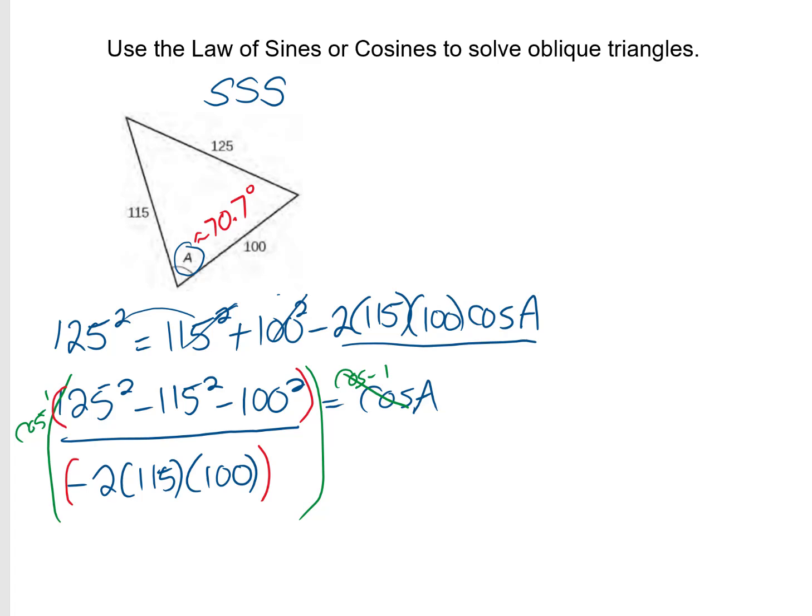Now this is all it asked for in this problem, is to find A, but once we have this, we have an angle and a side opposite pair, so we could use the law of sines to find another angle if we needed another angle.